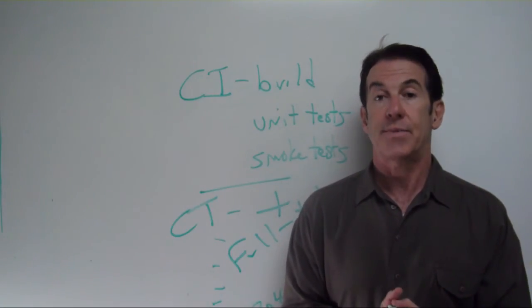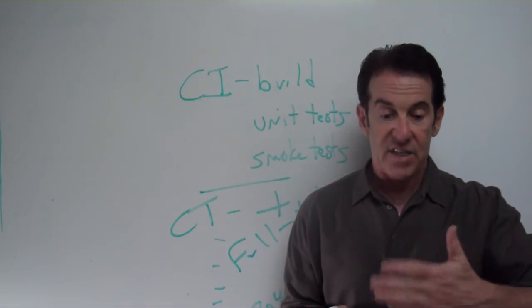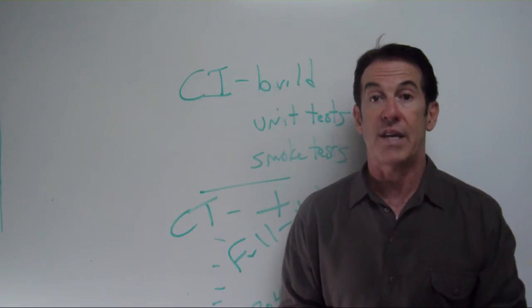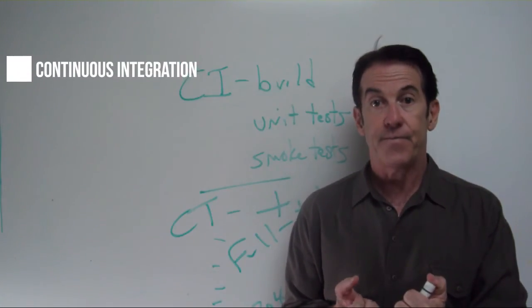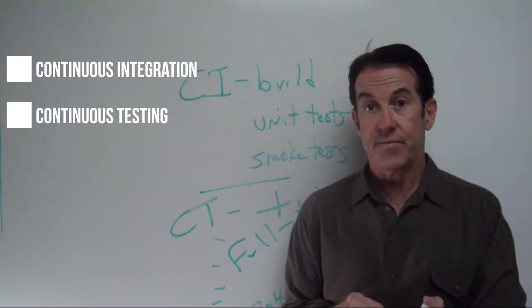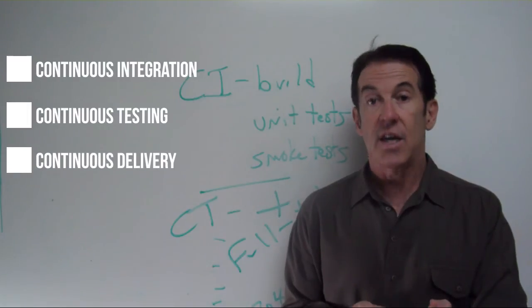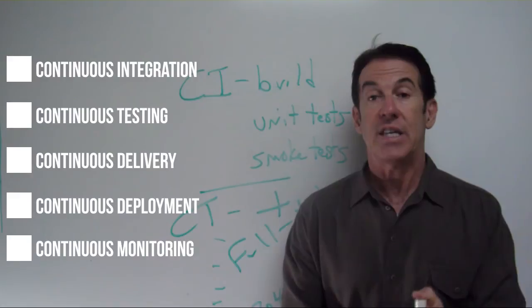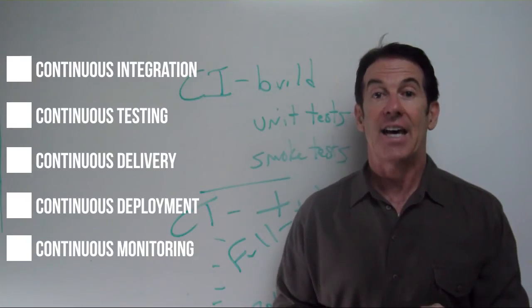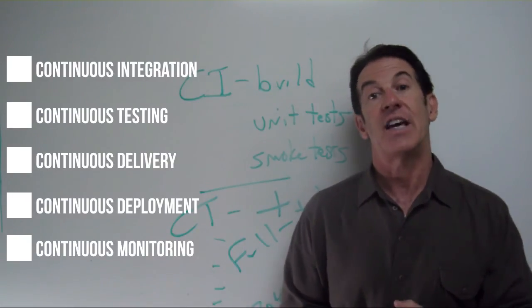So in DevOps, in this journey of DevOps, we have these various milestones to DevOps maturity. We have continuous integration, continuous testing, continuous delivery, continuous deployment, and continuous monitoring. So these 5 continuous ideas is our DevOps journey.